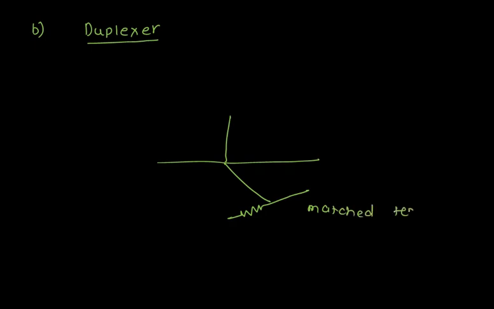So what happens when I terminate it with the matched termination? Whatever power goes there will be delivered to the load. I have terminated this with a matched termination. Now I am connecting the antenna to port number 4. So this is my antenna.